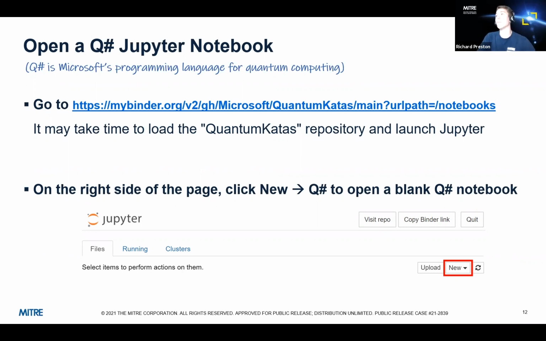Which is basically like tutorials. This is something that Microsoft offers for their Q# programming language, which is Microsoft's programming language for quantum computing. But we're not going to actually do the quantum katas today. We're going to do something slightly more basic, or more straightforward, I would say. So what I want you guys to do is go to that link, load up the page, and then create a new Q# notebook, a blank notebook.